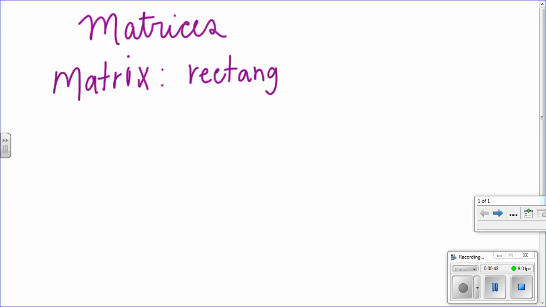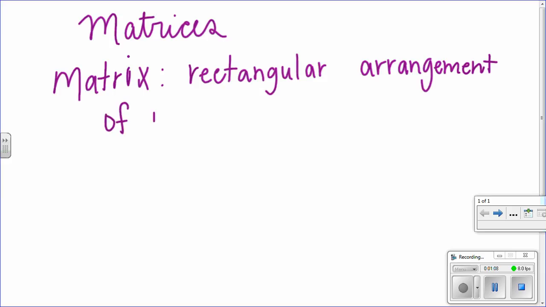So a matrix is a rectangular... You've never heard that word? Yes, you have. It's a movie. You've never seen the movie or heard of the movie The Matrix? No? Okay. I haven't, but everyone's seen that part.